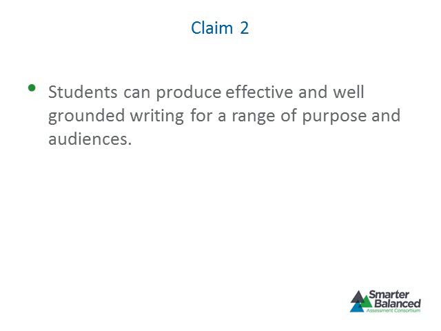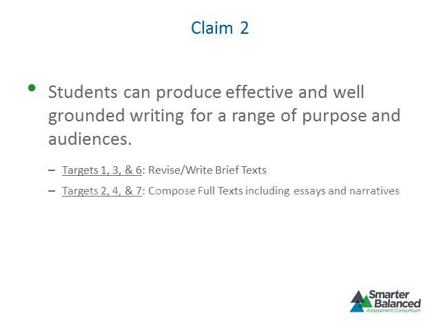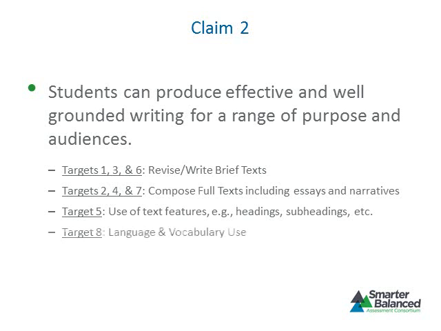For Claim 2, there are 9 assessment targets. Targets 1, 3, and 6 focus on writing and revising brief texts. Targets 2, 4, and 7 address composing full texts. Target 5 focuses on the use of text features in writing. Target 8 focuses on the use of language and vocabulary. Target 9 focuses on editing and clarifying text. Now let's look at a specific target for Claim 2.